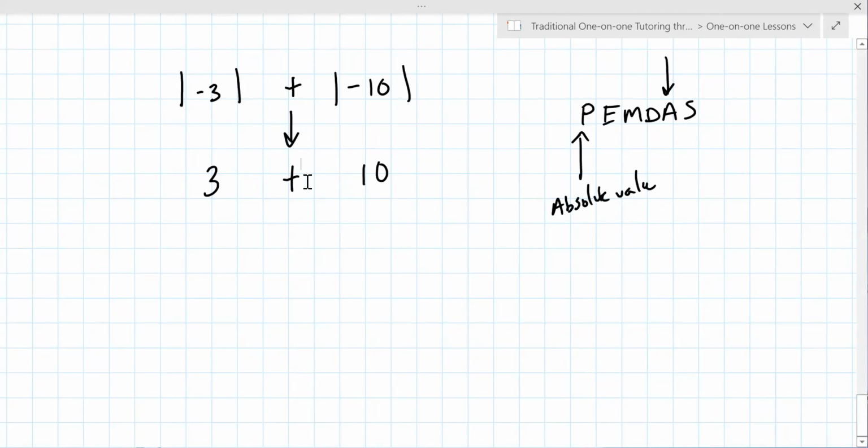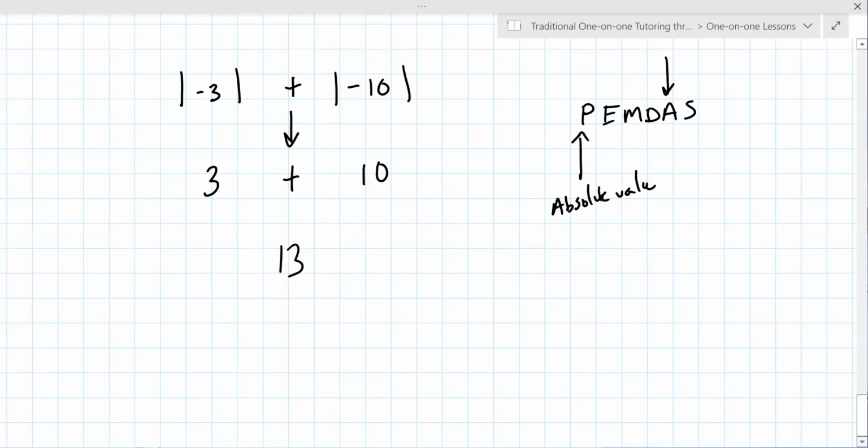So what is the final answer here? 13. Yeah. So notice that you treat them independently. It's like you don't even care what's going on in the middle, because you first find the absolute value, because absolute value is like parentheses.